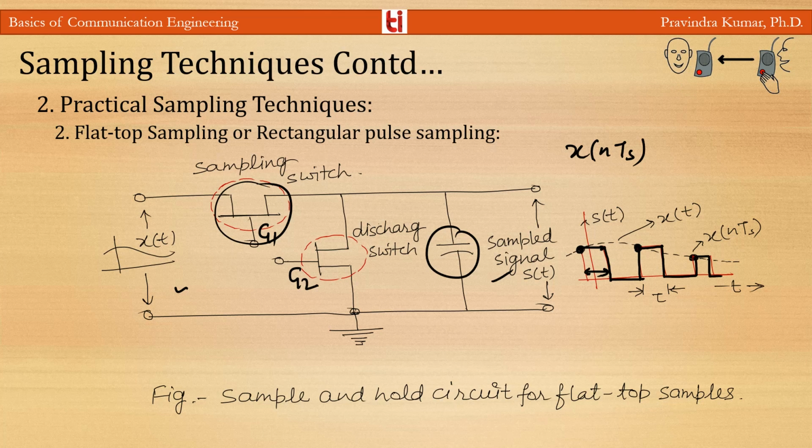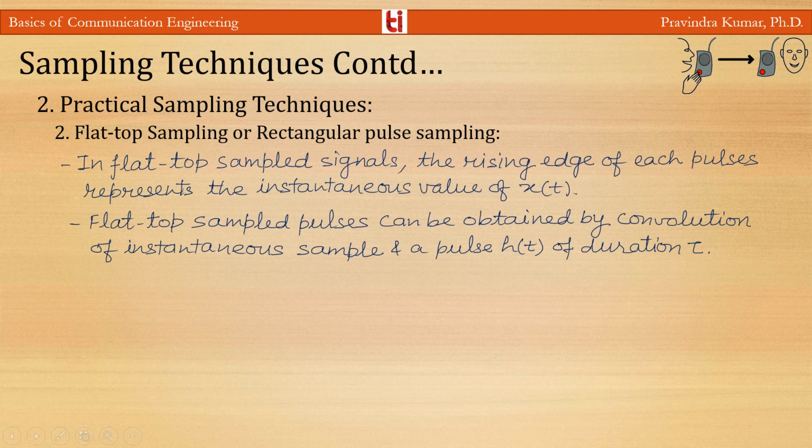The flat top sampled signal is also known as flat top PAM because the amplitude of the pulse train is modulated according to x(t), but here, compared to natural PAM, there is a flat top because the amplitude is flat over the duration of the pulse. In flat top sampled signal, the rising edge of each pulse represents the instantaneous value of x(t).